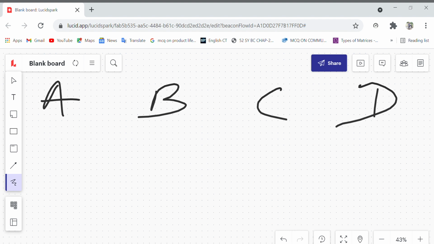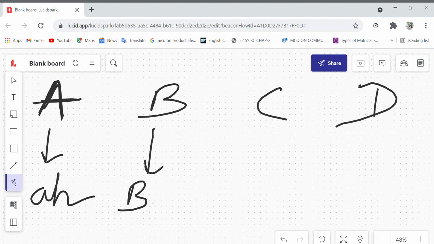We write A in English, but in German, it's not A, it's ah. Spelling is A-H. In English, we say bee, but in German, we say bay. Not that wala bay, it's bay.